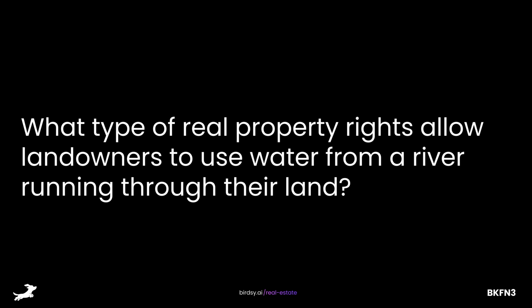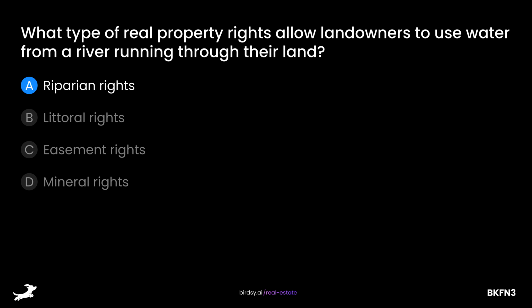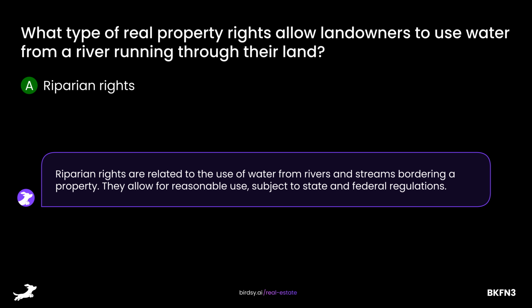What type of real property rights allow landowners to use water from a river running through their land? Is it A, riparian rights, B, littoral rights, C, easement rights, or D, mineral rights? The answer is A, riparian rights. Riparian rights are related to the use of water from rivers and streams bordering a property. They allow for reasonable use, subject to state and federal regulations.